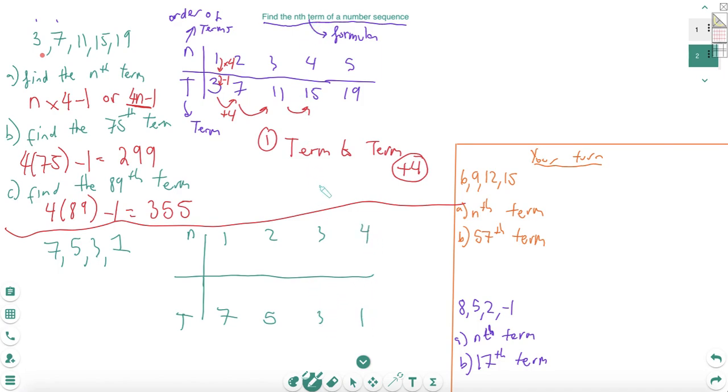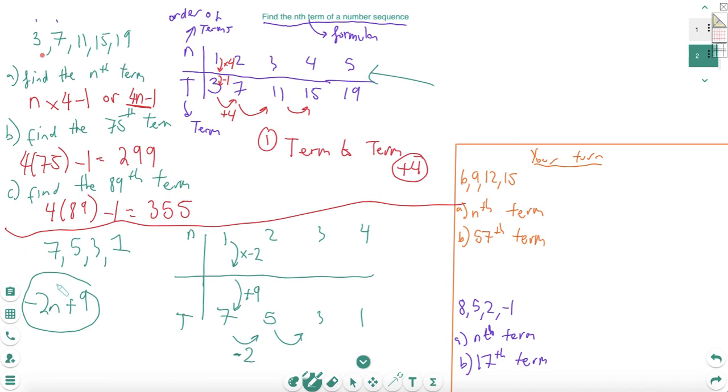So when you do your table, guys, don't make it cramped like this. Make it nice and spacious like this so you can do your arrows. So we know the term-to-term jump is minus 2. So we're going to multiply by minus 2. 1 times minus 2 is minus 2, and to get from minus 2 to 7, we add 9. So our nth term is minus 2n plus 9.